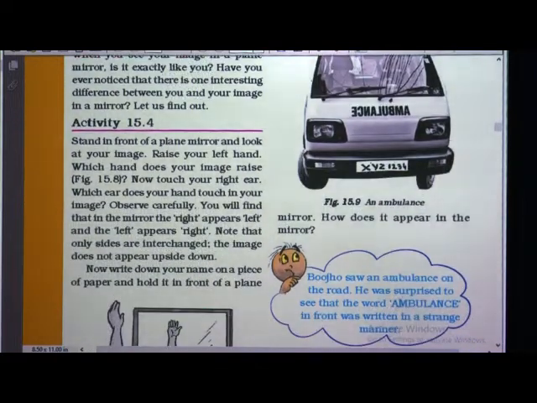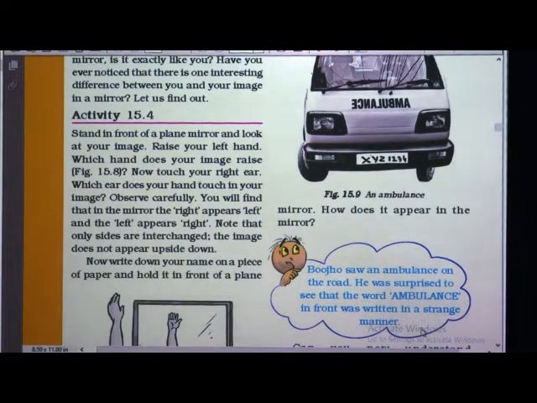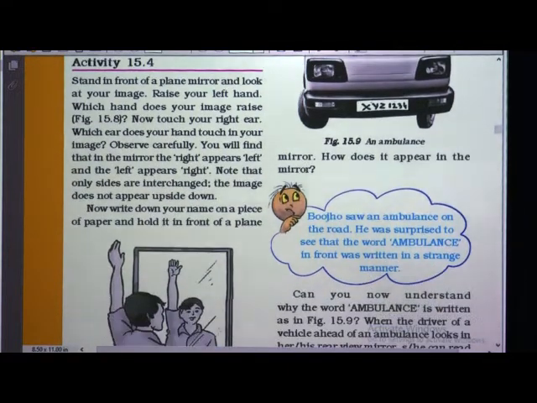Bujo saw an ambulance on the road. He was surprised to see that the word ambulance in front was written in a strange manner. Why it is written and how it is written, we will discuss after discussing this point. When you write your name on a plain paper and hold that paper in front of the mirror, you will see the name is written in a correct manner, or you can easily read the name on the paper.